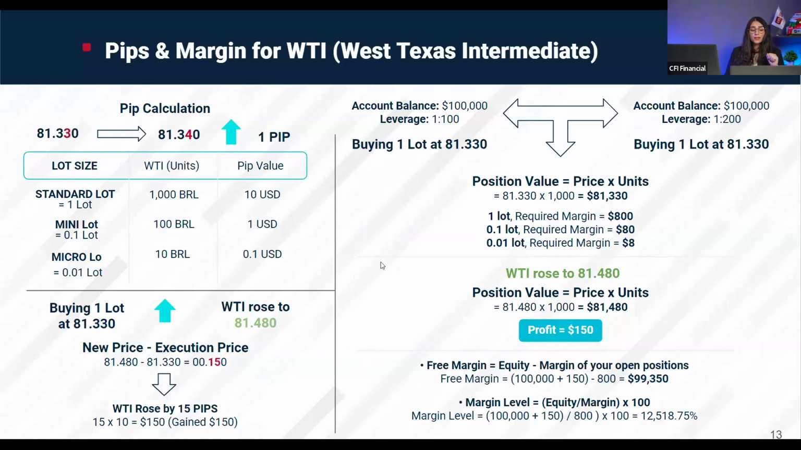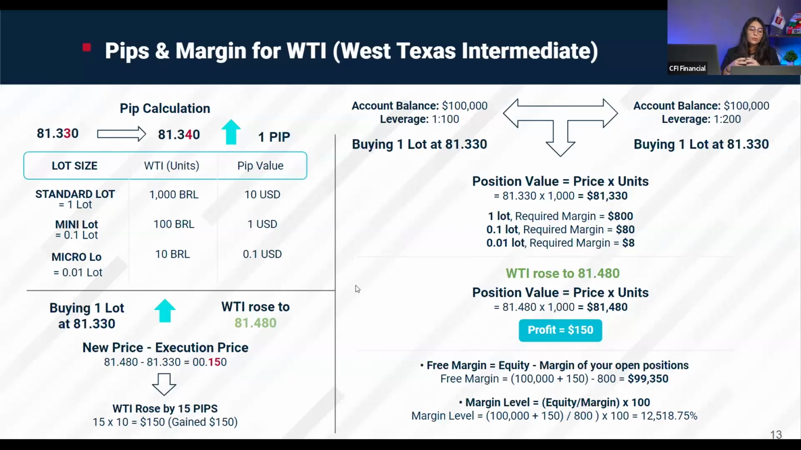Now, if you see here, we have kind of a different setup. This is because WTI has something called a fixed margin. If you can see, the account balance for both of them is 100,000. However, leverage is a bit different.